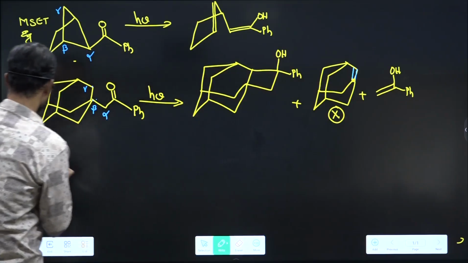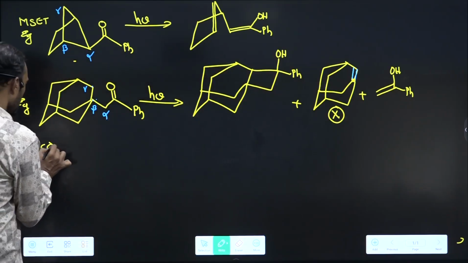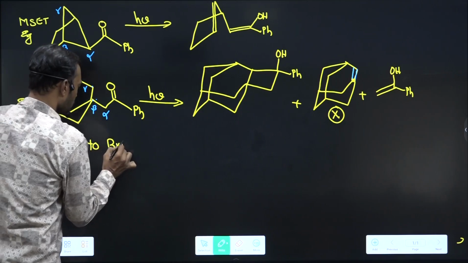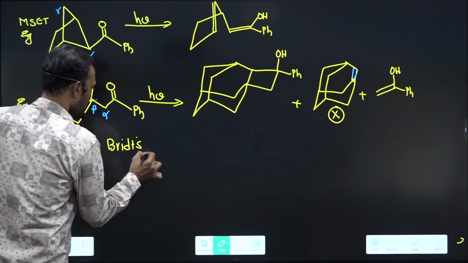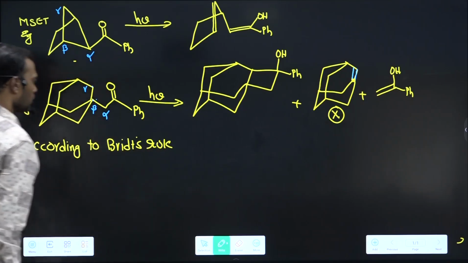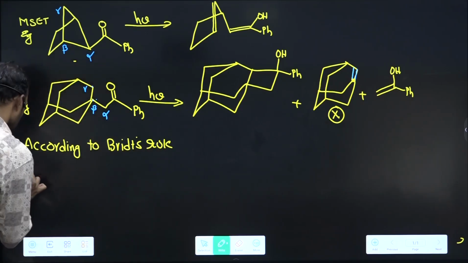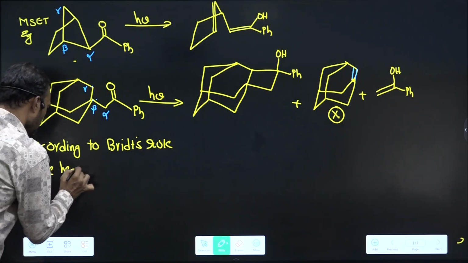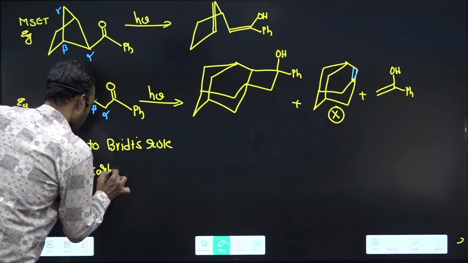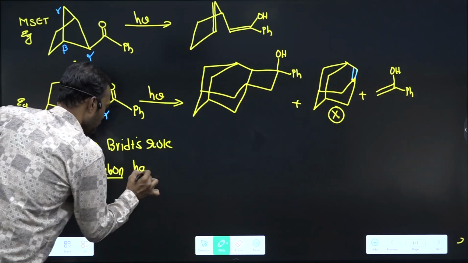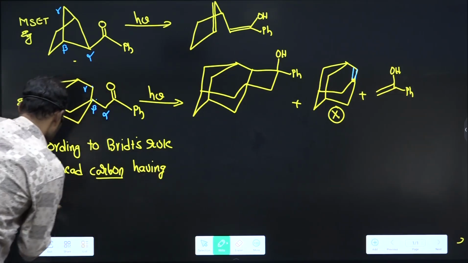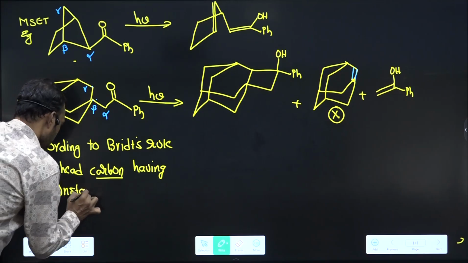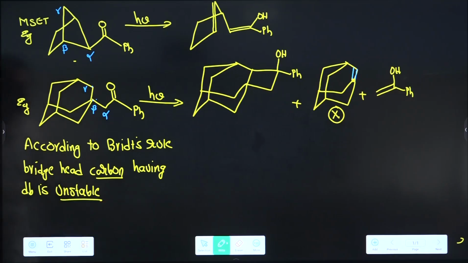So here you write that point. According to Bredt's rule, according to Bredt's rule, a bridgehead carbon having double bond is unstable. It is found to be unstable.